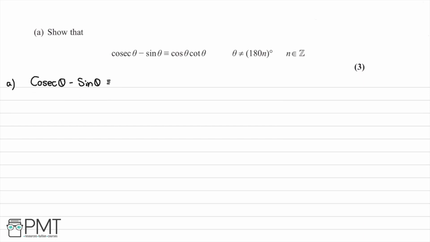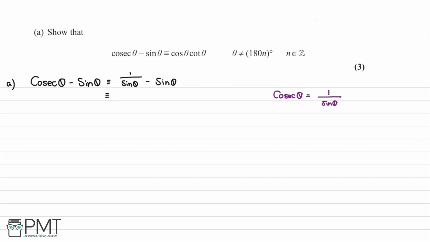We'll now write down our first trig identity. We know that cosec of theta is equal to 1 over sine theta. So that is our first trig identity, which is going to be useful here. We can therefore rewrite this as 1 divided by sine theta, minus sine theta.